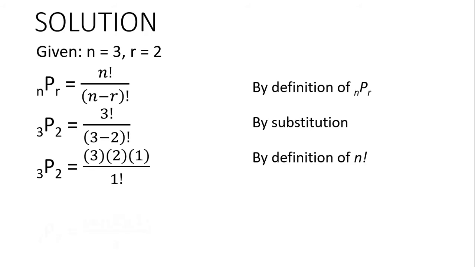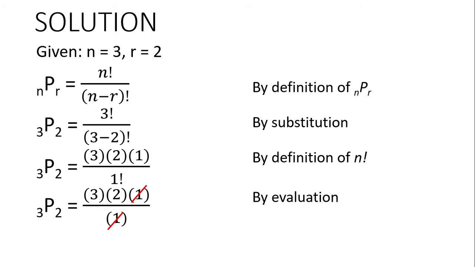1 factorial, and this is the same as 3 times 2 times 1 divided by 1. We can cancel 1 in the numerator and the denominator since they are common factors. What remains is the product of 3 and 2, which is 6. Therefore, permutation of 3 taken 2 is equal to 6. And this answer is the same as our answer in the tree diagram.